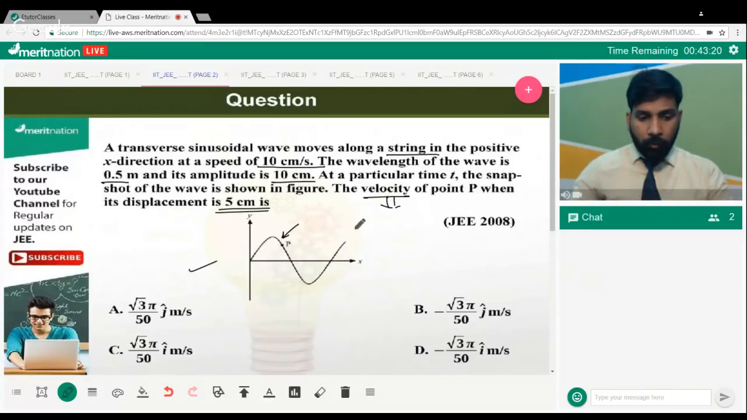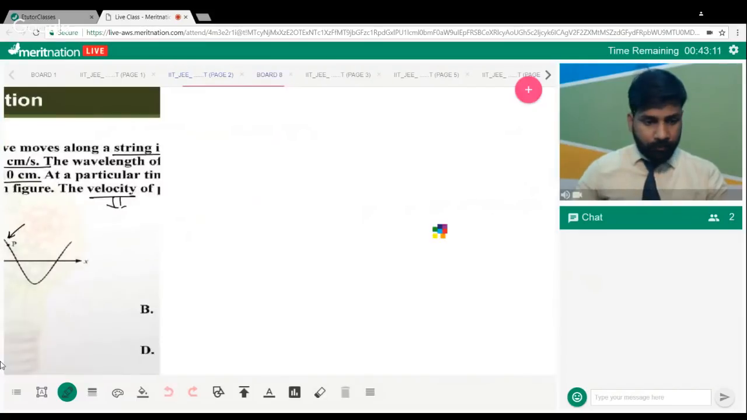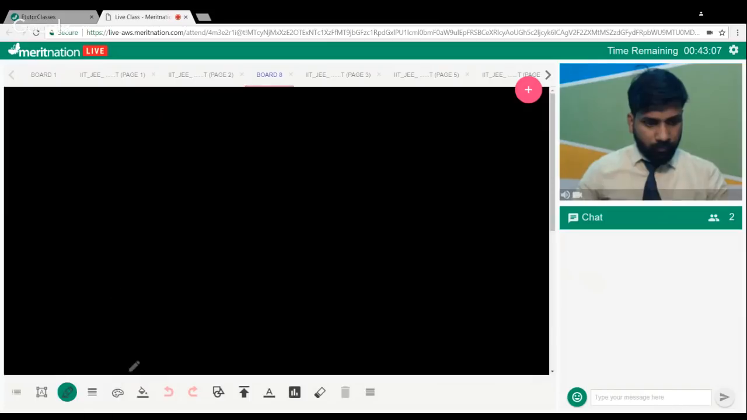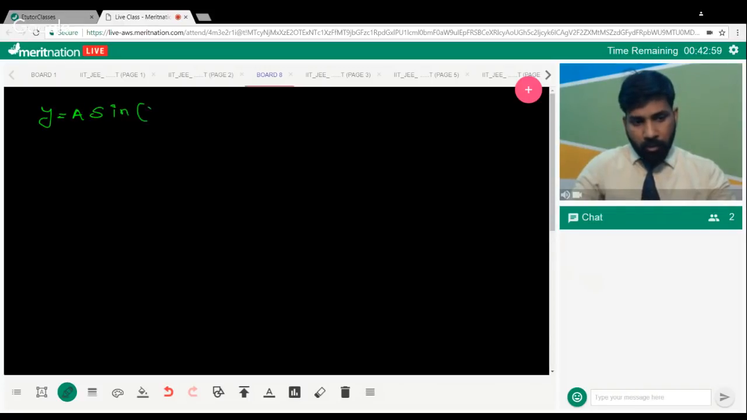So let's start now. First of all, let me give you an idea about the direction of motion of the wave and the direction of the particle. Here you can see this is the equation of the wave: y equals A sin(omega t minus kx plus phi).